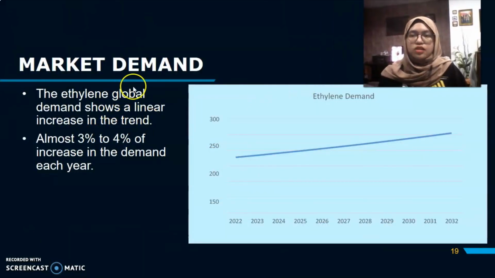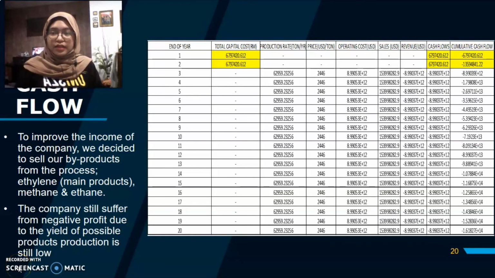Next, let's talk about the market demand of our main product from the process, which is ethylene. For ethylene, this is the global market analysis, and it shows a linear increase in the trend. For each year, it jumps around 3% to 4%. Next, we will talk about the cash flow of the company.